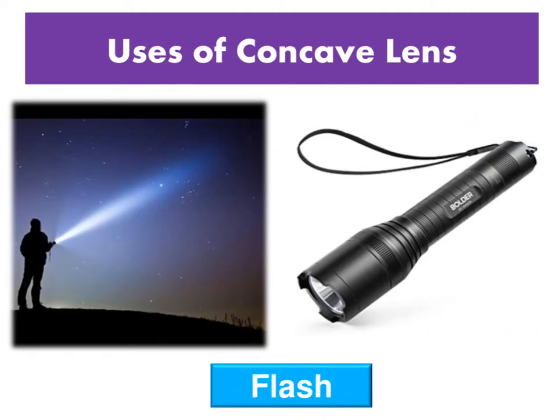Used in flashlights. Concave lenses are also used in flashlights in order to magnify the light produced by the source. The light rays fall on the hollow side of the lens, and the light rays diverge on the other side. This increases the radius of the light source and thus provides a wider beam.